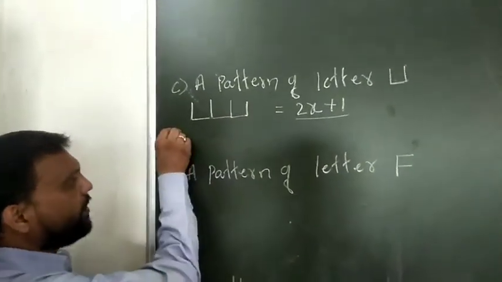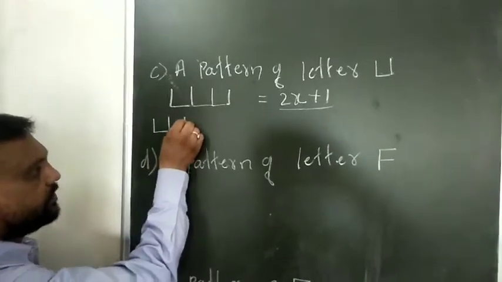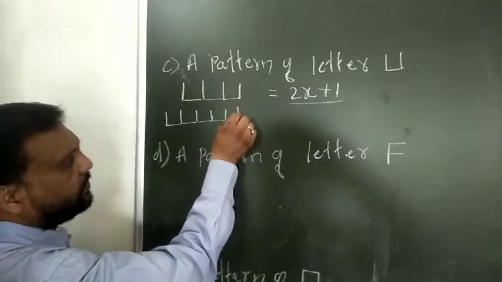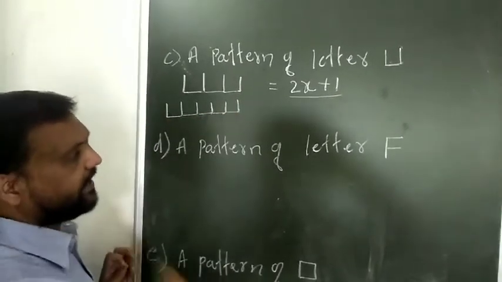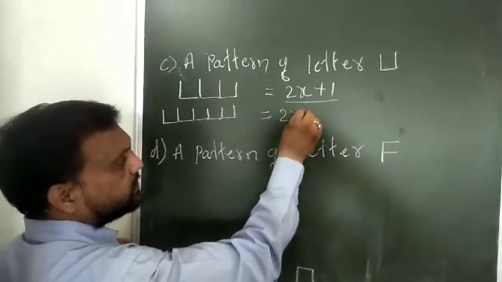Suppose I want to make 5 U's. 3 sticks, 2 sticks, 2 sticks, 2 sticks, 2 sticks. Here 5 U's are made. So what is the rule? 2x plus 1.